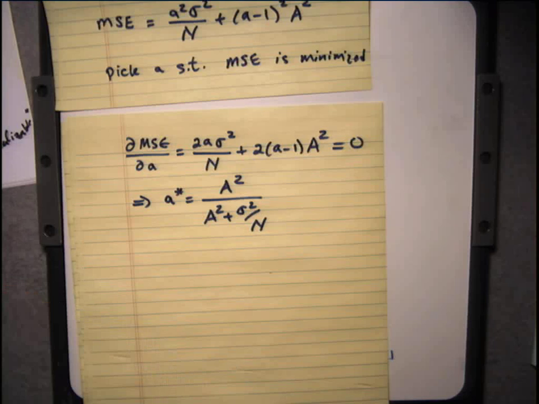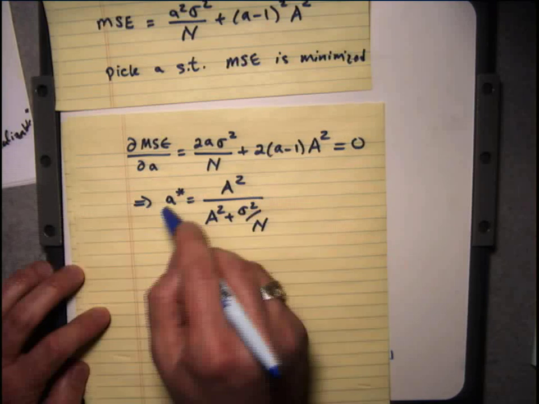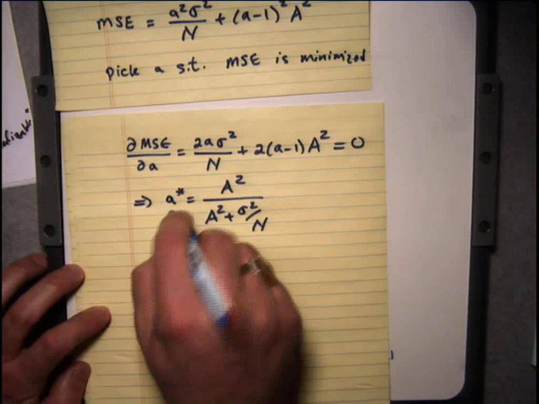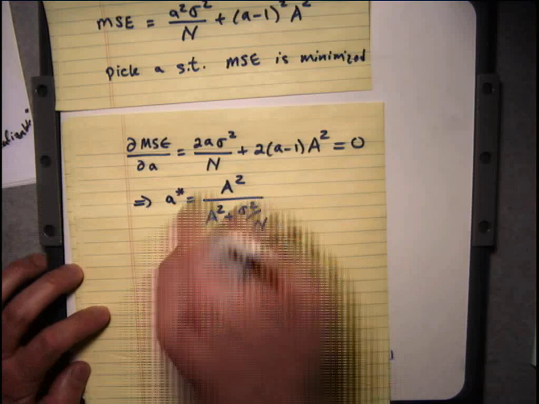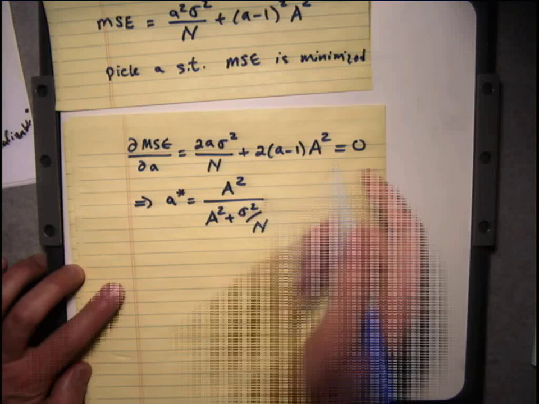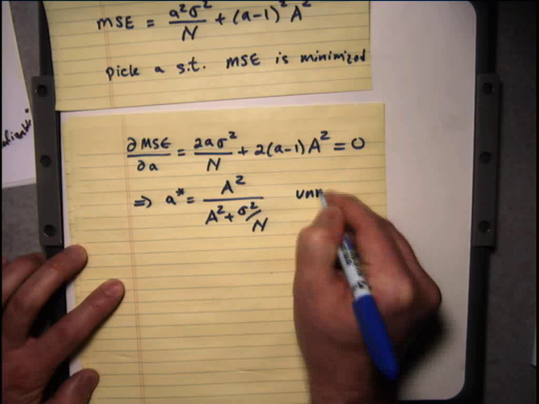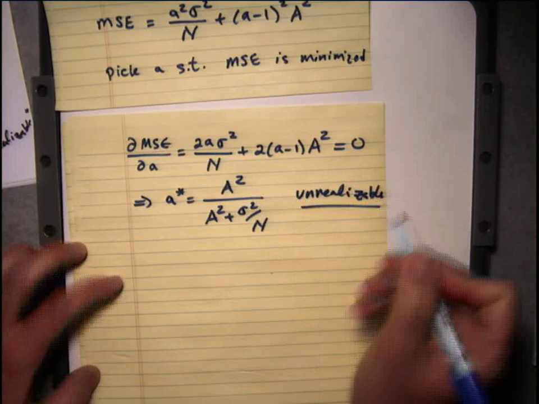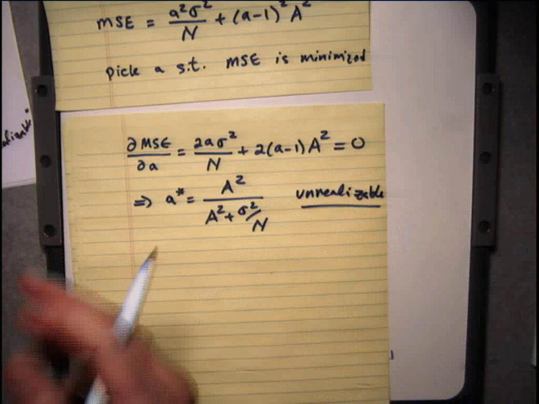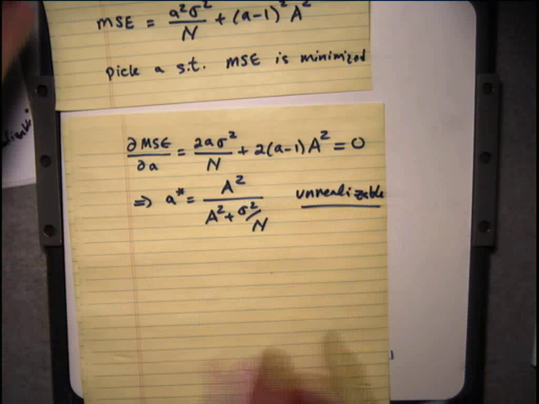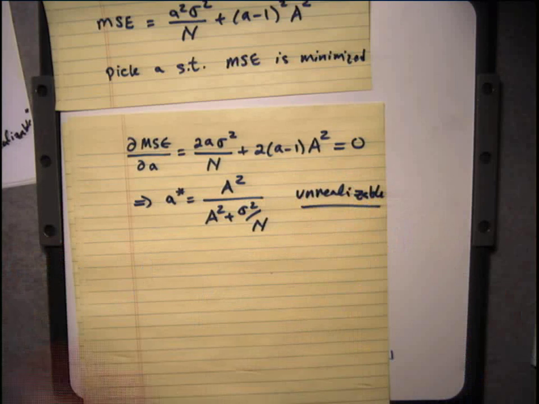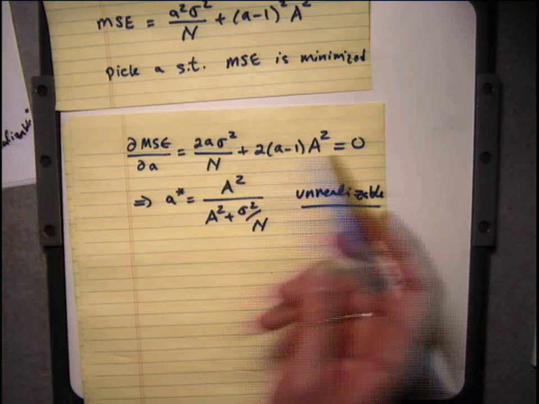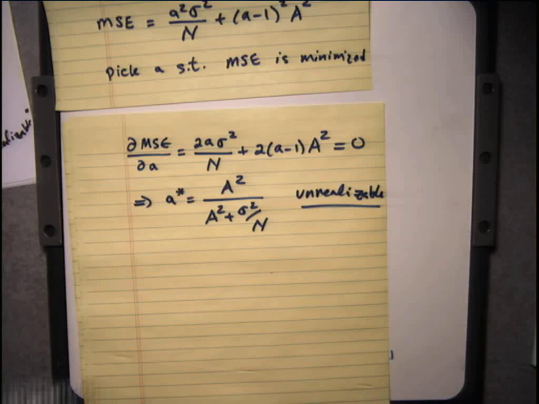The bottom line here is that the optimal value of A depends on something you're trying to estimate. Therefore, this is unrealizable. So we somehow fooled ourselves into thinking we could minimize the mean square error by playing with this parameter, but in the end, the parameter ended up being dependent on the thing we're trying to estimate. You kind of got a circular argument. It's not going to go anywhere.